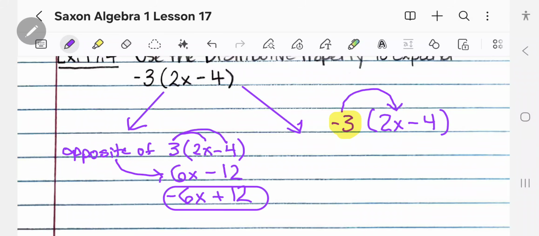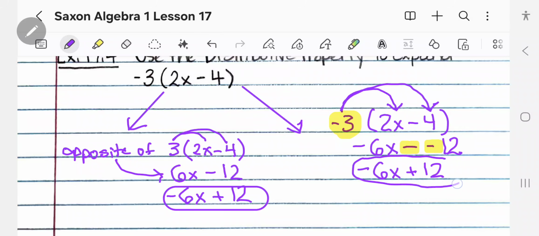And we're going to multiply it by the 2x. Negative 3 times 2 is negative 6, and then times the x, which is just x. Then, like always, I bring down this minus sign, or whatever symbol is there. And then I'm going to do negative 3 times 4. Negative 3 times 4 is negative 12. And when I get this, I can say, wait, that's the same as negative 6x plus the opposite of negative 12, which would be a positive 12. And see, either way you think of it, you get the same answer.